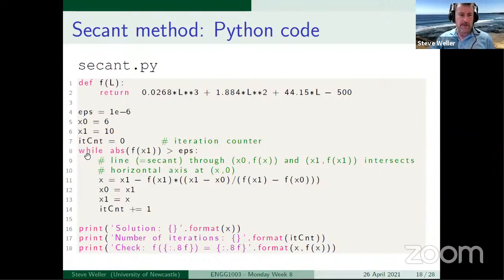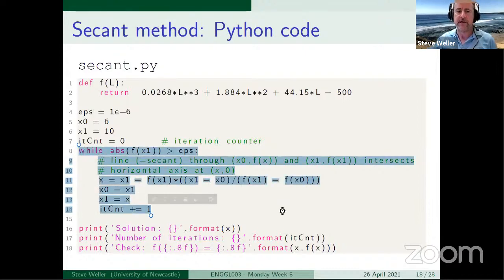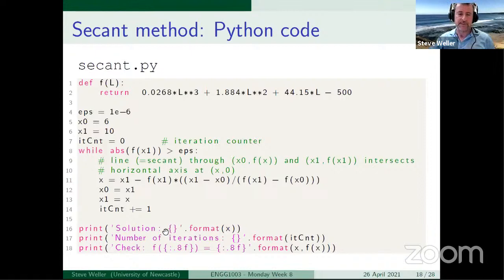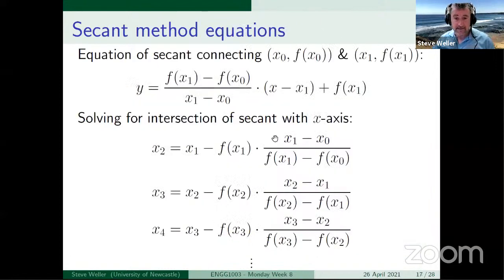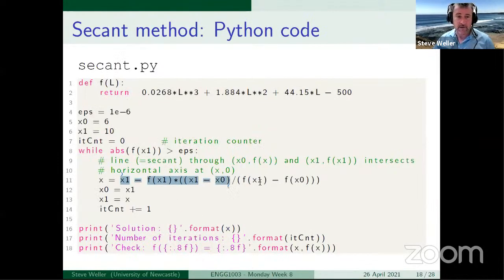And then all the work for the secant method iteration is done in lines 8 through to 14 of this code. And then in the final 3 lines, we simply display the results. And you can see in line 11, it computes the intersection point. So the equation that I'm highlighting here in line 11 is exactly the equation that occurs in the middle here, the x2 value, x1 minus f of x1 times a ratio of 2 differences. It's exactly that equation there that you see in line 11. So this is computing the secant intersection with the x-axis.